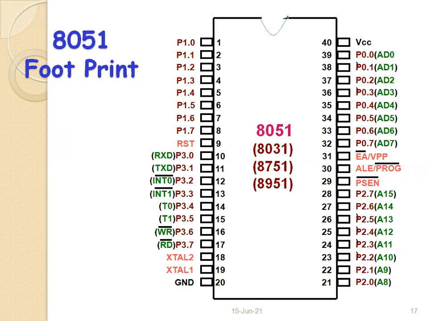But actually, the pinout diagram is this, which means you can replace one IC with the IC of another manufacturer. Like 8751, it is the IC which is manufactured by Philips, or say another manufacturing company. So you can choose the particular microcontroller unit as per your specific requirement.